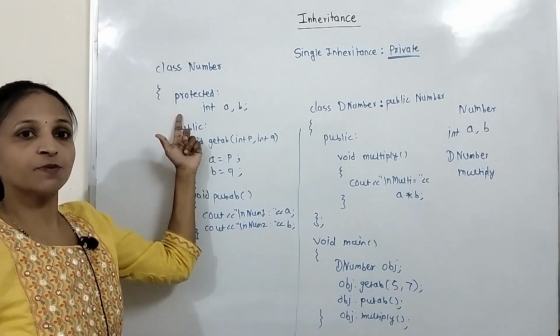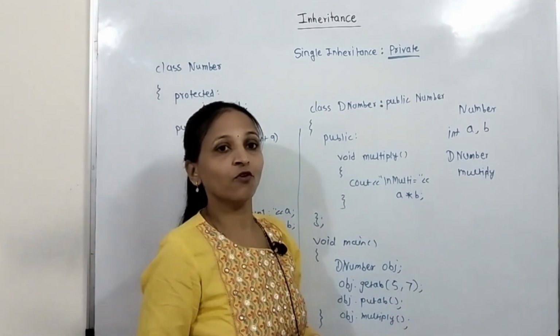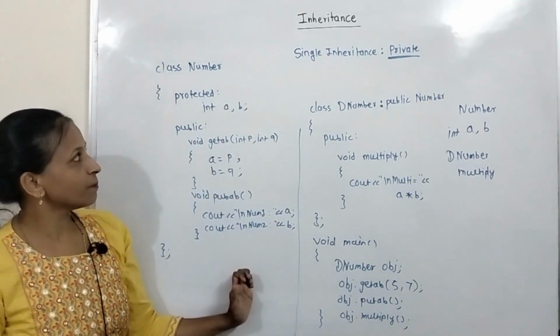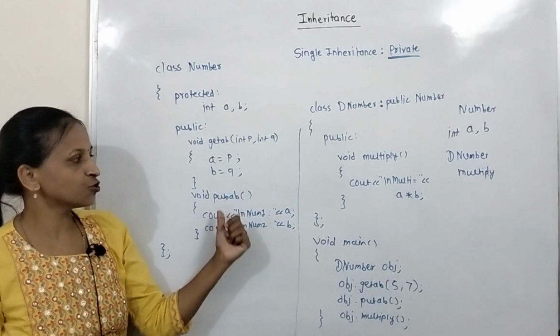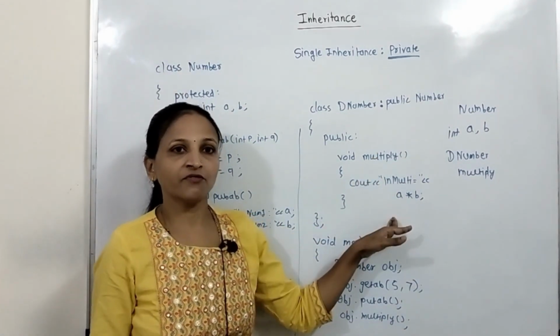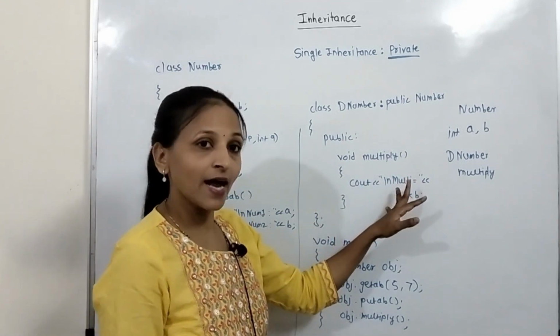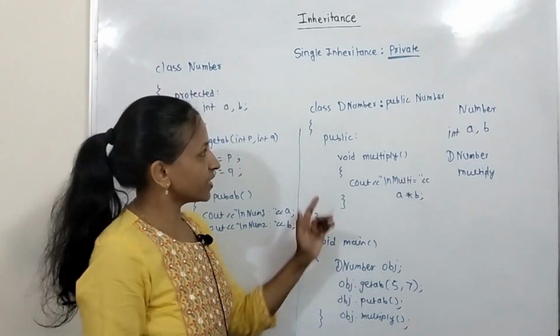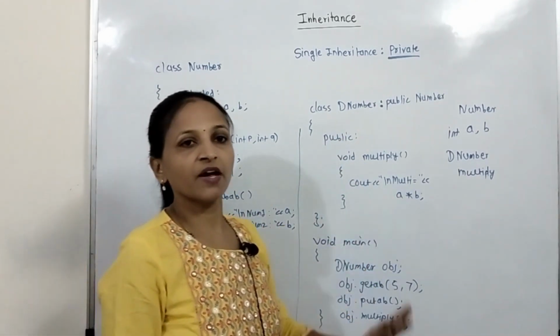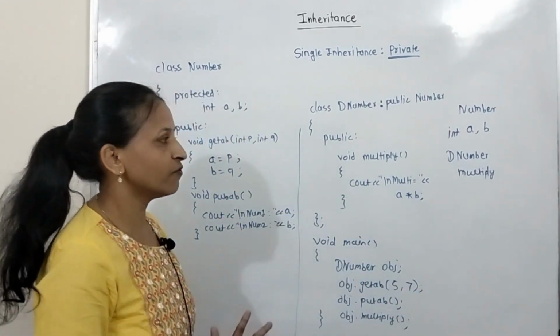But if this one is private, then what will happen, that we have to see in depth. But before that, see this example. Here A and B are protected members. These two member functions are there in the base class, and in the derived class the multiply member function is there, which is newly added. And here we are creating an object of the derived class, and we are calling all the methods one by one. No problem, this program will work fine.